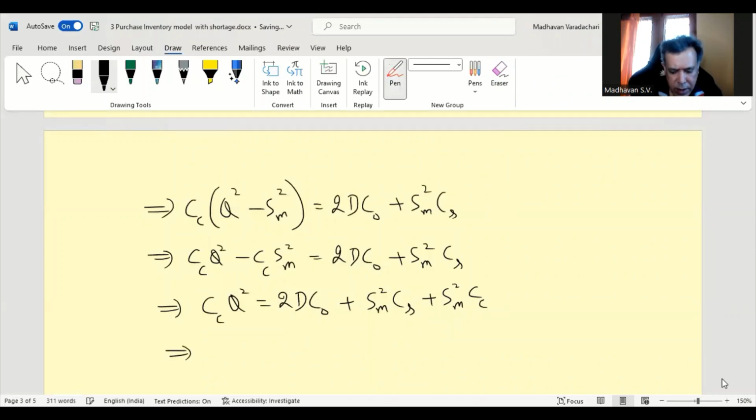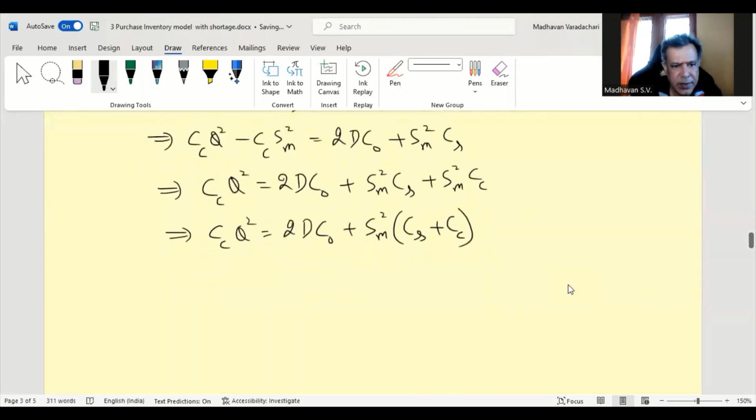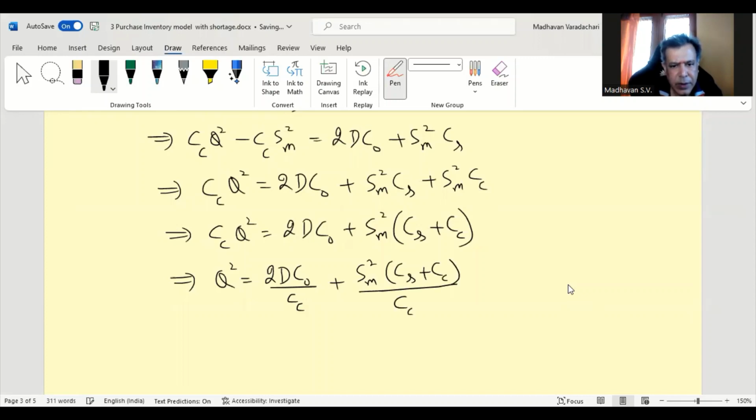So this is nothing but Cc Q square is equal to 2DCO plus Sm square is common. So we can write it as Cs plus Cc. Now divide both sides by Cc. We get Q square is equal to 2DCO divided by Cc plus Sm square Cs plus Cc divided by Cc.